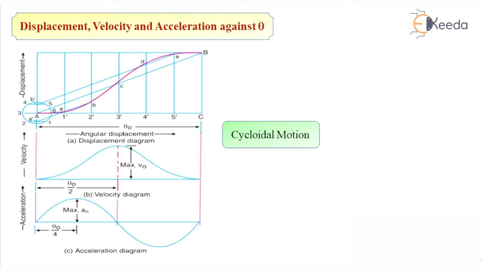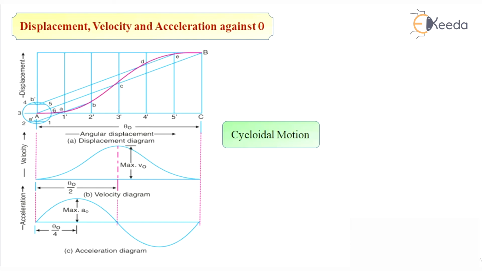Divide the angular displacement of the cam during outstroke into the same number of equal parts as the circle is divided. Draw vertical lines through these points. Join AB, which intersects the vertical line through 3 dash at C. From A dash, draw a line parallel to AB intersecting the vertical lines through 1 dash and 2 dash at A and B respectively.